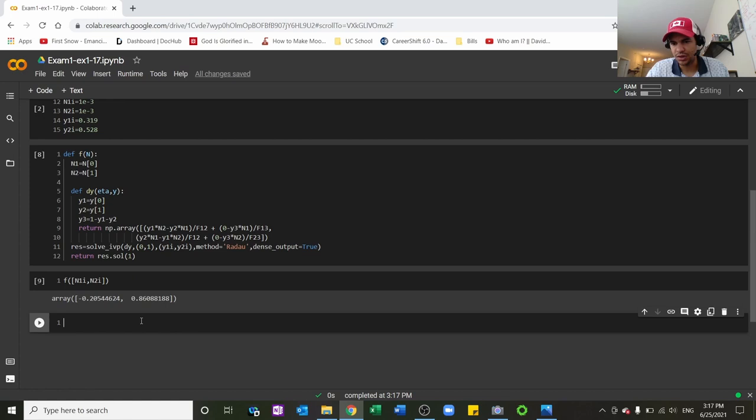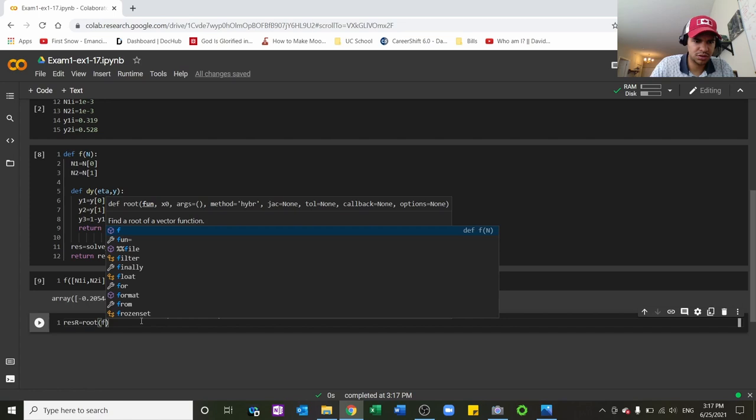And then now we can look at the root solver. Equal to root, the function and the argument.